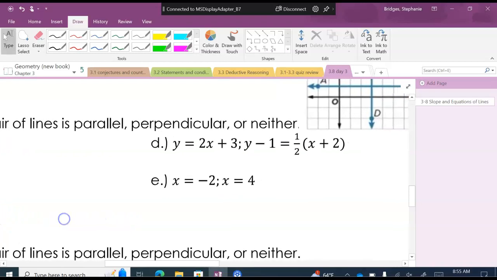All right, for D, what is the slope of the first line? 2. And the second line? 1/2. Are they exactly the same? No. Are they opposite and reciprocals? No. They are reciprocals, but they are not opposite signs. In order for them to be perpendicular, they have to be both opposite and reciprocal. So what would we say for this one? Neither.